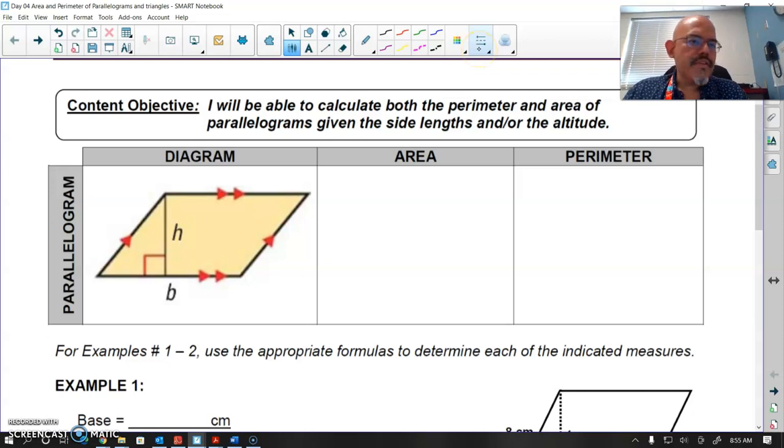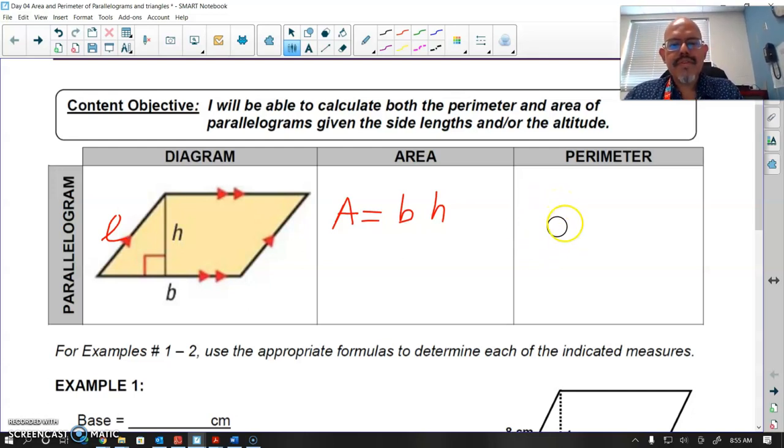So first off, your formula for area for a parallelogram is the area is equal to the base length times the height. And that's two dimensions, so you're always going to have units squared on this. And then the perimeter, well, let's call this side L. So we're going to have 2 times B.